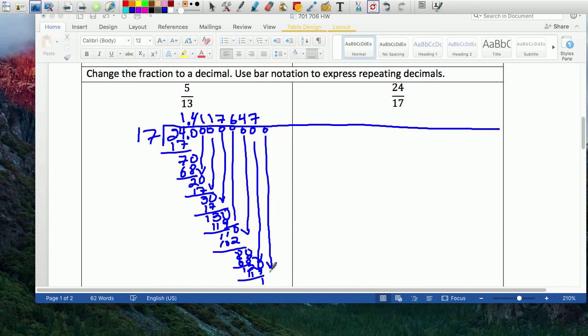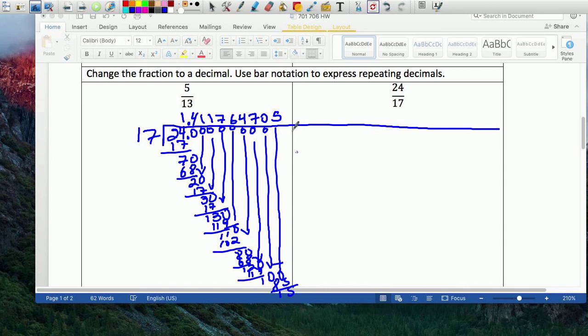0 comes down, right? Can 17 go into 10? It can't, so I'm going to add a 0 on top of the 0. Add another 0. Can 17 go into 100? Yes, it can. How many times? I have no idea. Times 6? No, it's too much. 17 times 5, which is 85. So this is a 5. Notice I'm running out of room. And that's 15 left over.